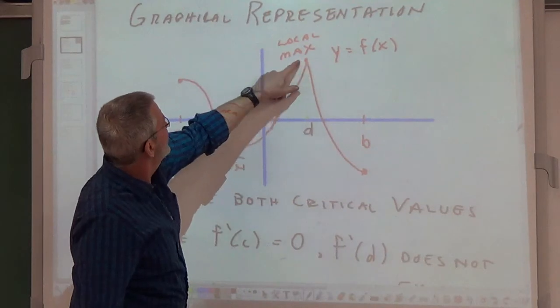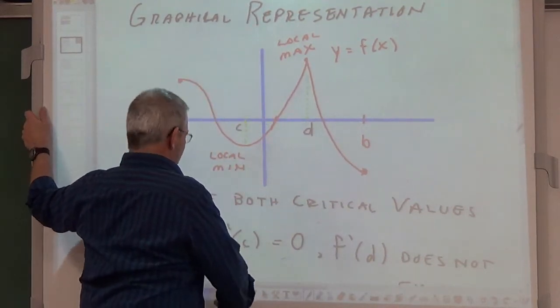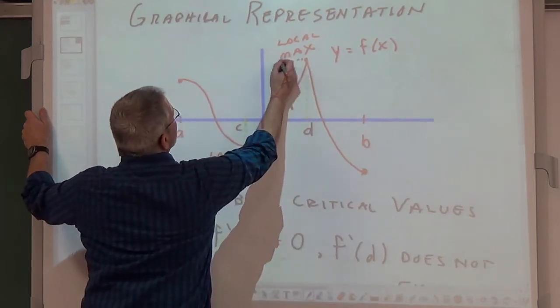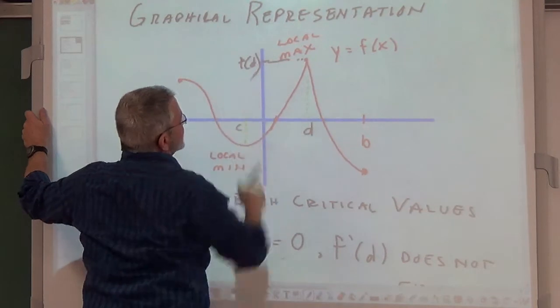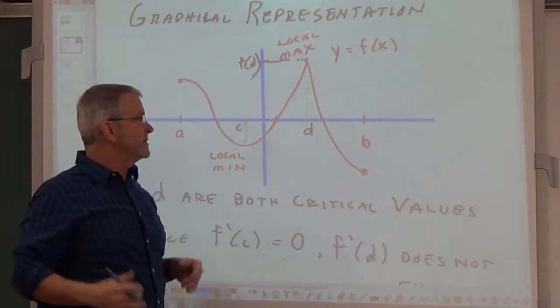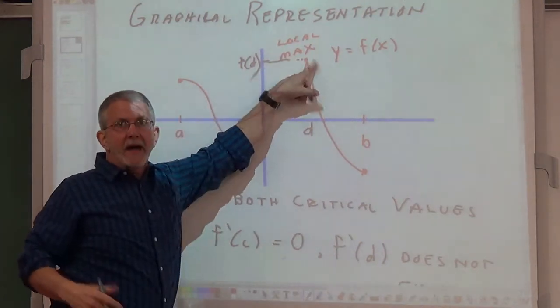Well, that absolute y value is going to be here. It's going to be f of d. That's going to be that absolute y value. That's the absolute maximum value. Well, where's that absolute? And it happens at a local max.